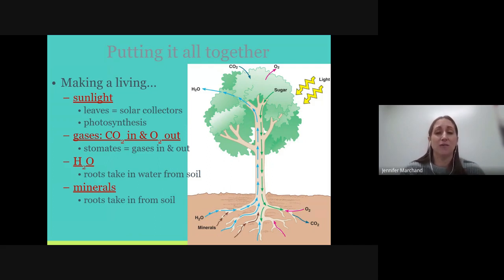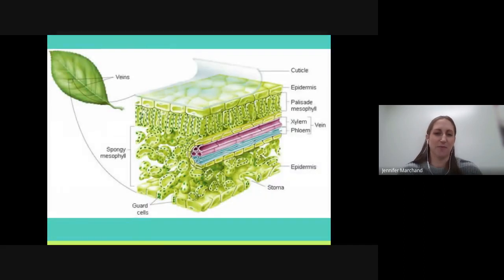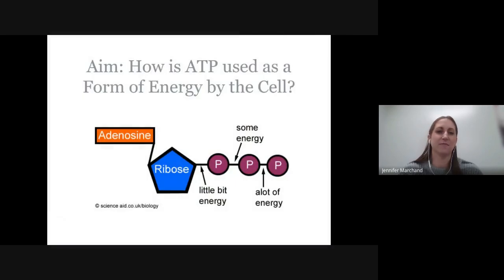Where's the water going to come from? How's the plant going to get water? It's going to take it from the soil. So the roots down here at the bottom are going to take up that water and take it all the way up into the leaves. And also it's going to need a little bit of minerals to help it grow as well. Also, it's going to get those from the soil. Okay, just another example of what a leaf structure looks like.